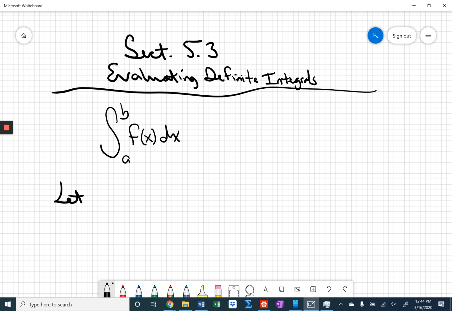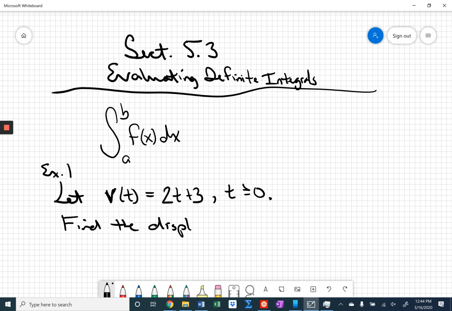So let's consider the velocity function here. Let v of t be equal to 2t plus 3. I guess we can call this example number 1. And this is for t greater than or equal to 0, just to make things pretty straightforward. So what I want you to do is find the displacement of the object moving with this velocity on the interval from 1 to 5.